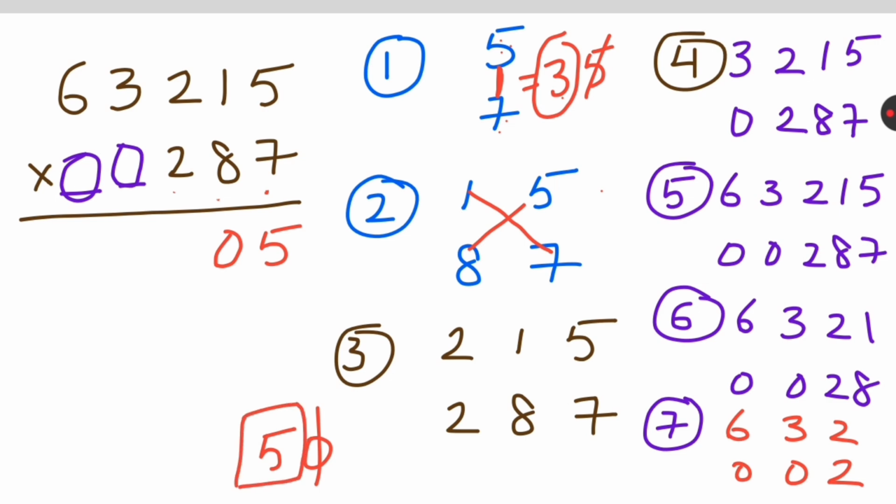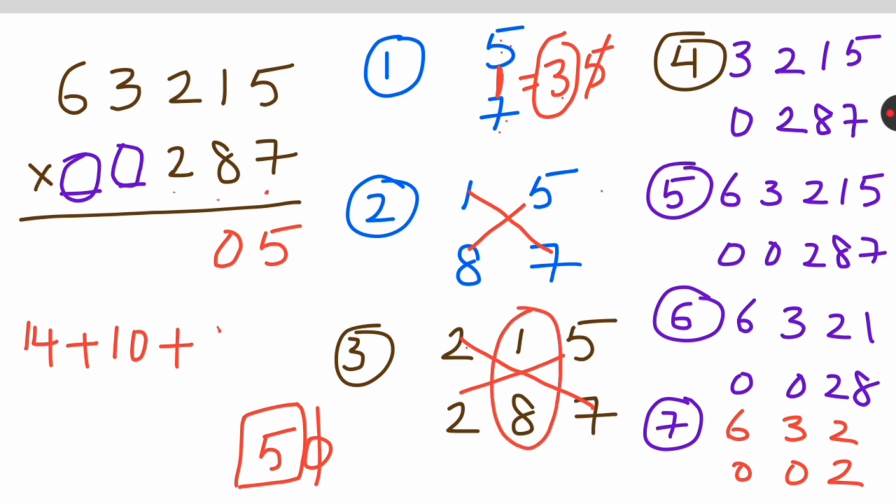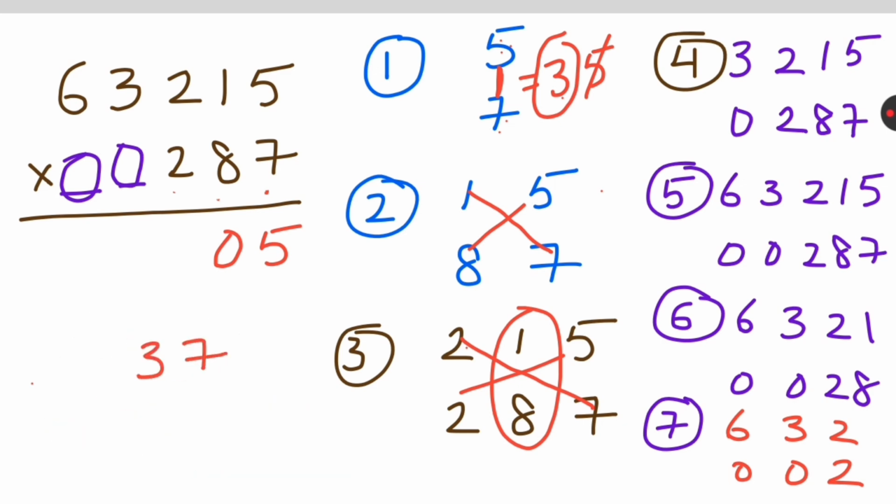So you have to multiply 2 times 7, which is 14, plus 5 times 2, which is 10, plus 1 times 8, which is 8. 14 plus 10, 24. 24 plus 8, 32. Plus carry 5, you will get 37. So 7 write it here, and 3 carry. Isn't it? Now go for the fourth step.